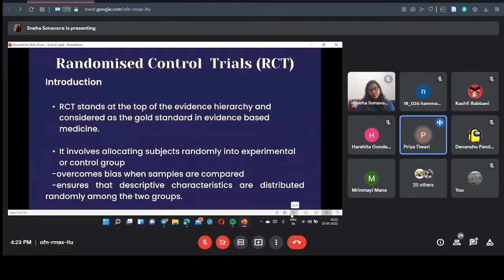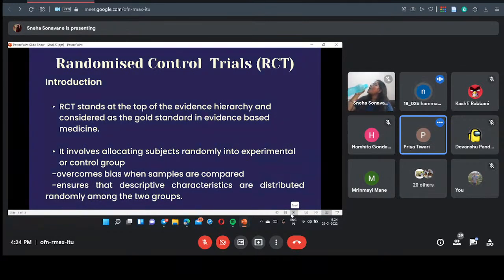This involves allocating the subjects randomly into the experimental and control groups. Why is it important to randomly allocate the experimental and control groups? Hence the name suggests randomization. Does anyone know the answer to this? It is also mentioned in the PPT, but let me check your presence of mind. Can anyone answer why randomization is important in RCT?